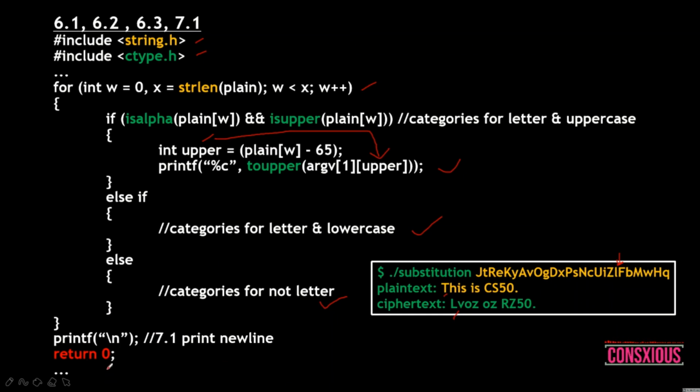After that, when we divide them, we get some result here. We have to remember to print a new line here and return 0. This is the combination of 6.1, 6.2, 6.3, and 7.1.